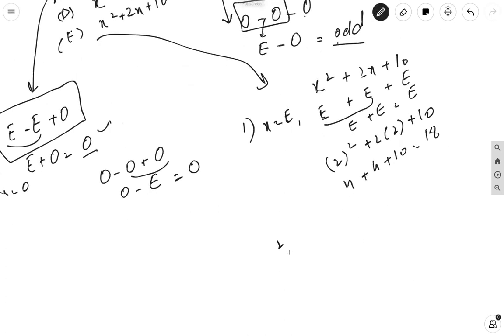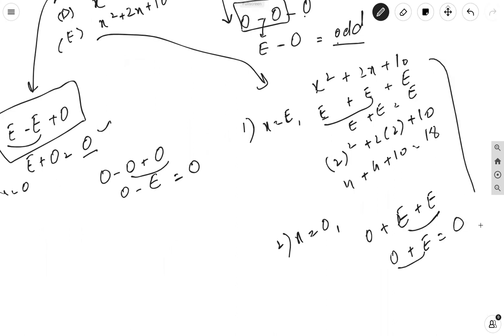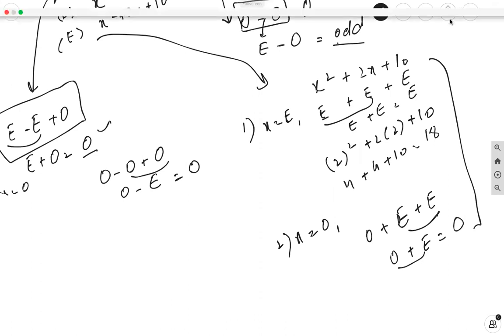But if I take x as odd, right? So this will become odd square is odd, plus even into odd is even, plus even, right? So even plus even is even, and even plus odd is odd. So this is not a possible case. In one case we are having even, in other case we are having odd, right?